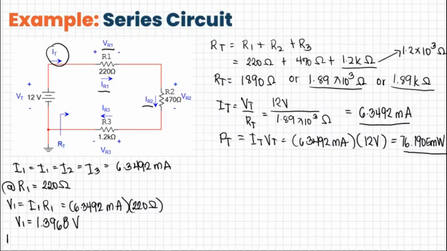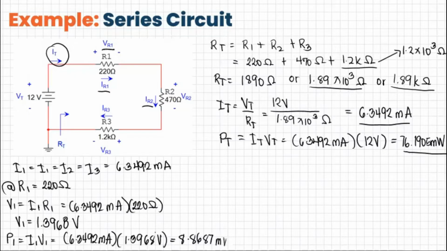Okay, so next, i-compute din natin how much power is absorbed by our resistor 1. So P1 is equal to I1 times V1. Okay, ang I natin is 6.3492 milliamperes, times 1.3968 volts. Okay, equal po siya sa 8.8687 milliwatts. Okay, now let's move on with R2, which is equal to 470 ohms.